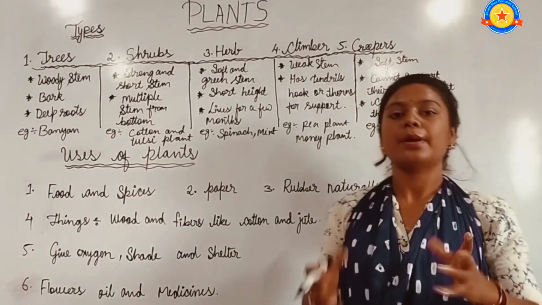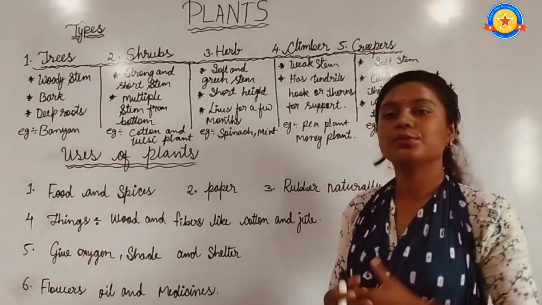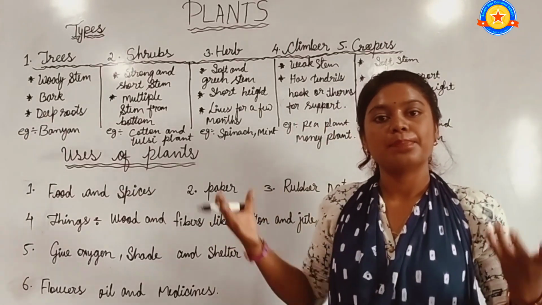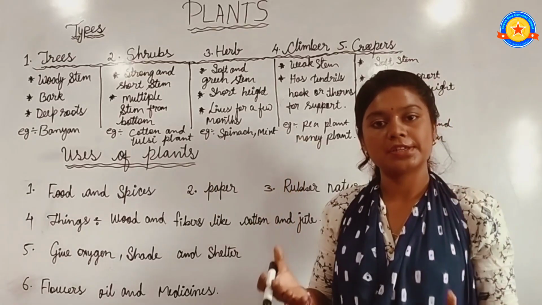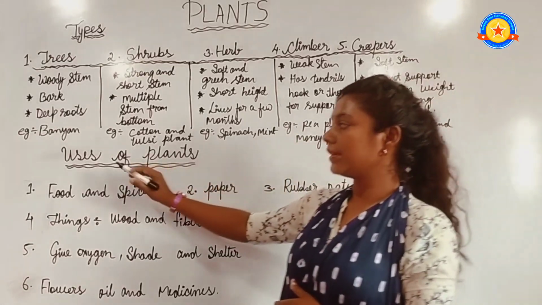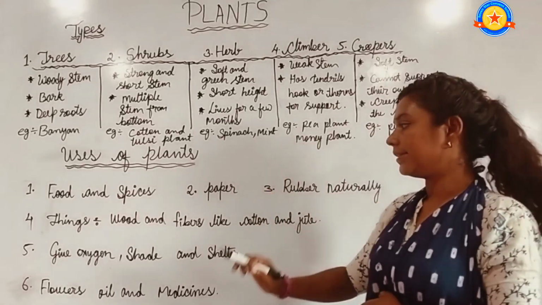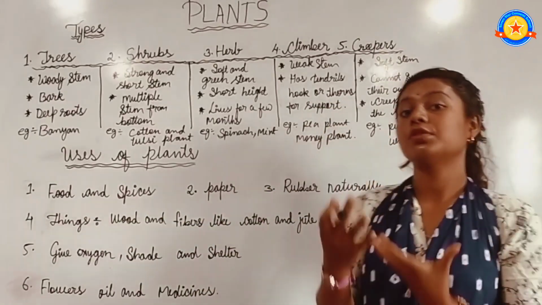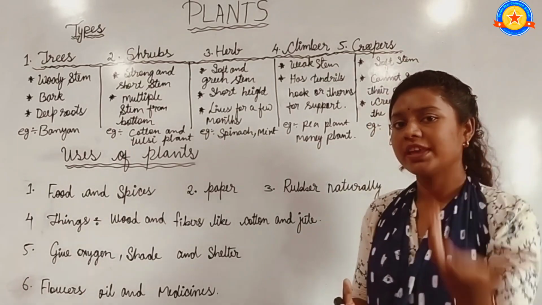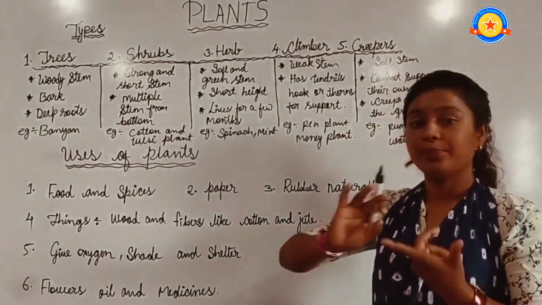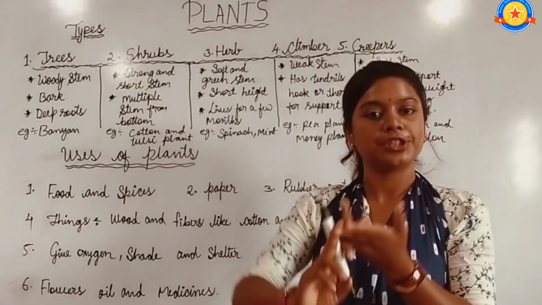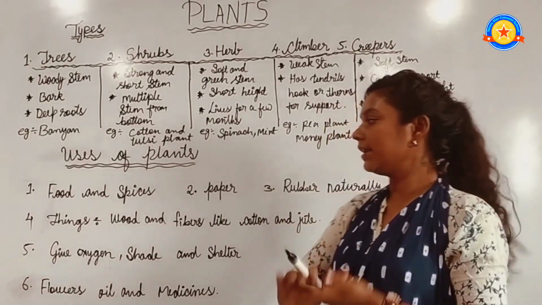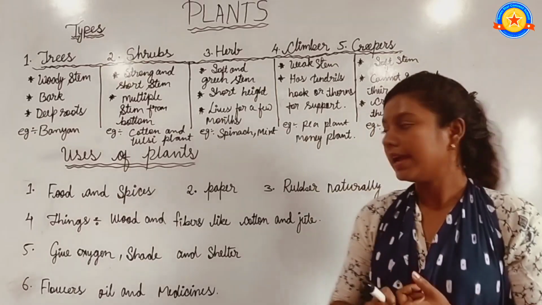Next, if we talk about its uses, what are the uses of plants? In what way do we use the parts of the plant? We will talk about the uses of plants. First is food and spices. As food, how do we get food from the plant? We get fruits, vegetables and grains. So these are the things which we get as food from plants.